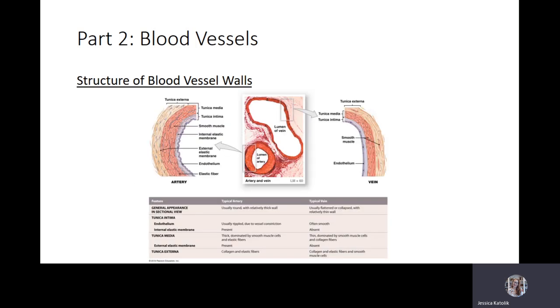So what I would like you to be able to do is to be able to compare and contrast the three layers of the blood vessels, veins and arteries, and look at the tunica intima, tunica media, and tunica externa, what is located in them, how they are different from each other, those sorts of things.